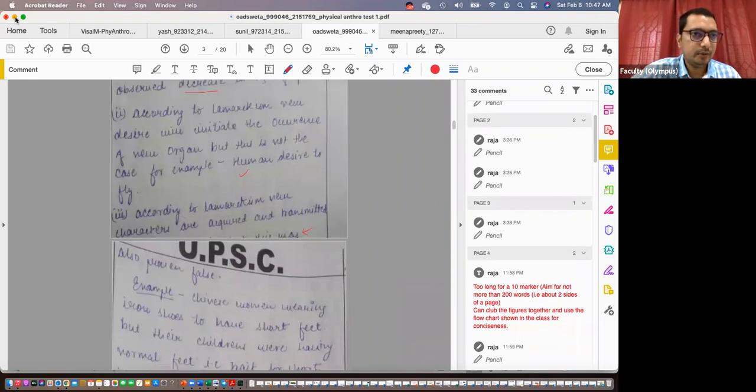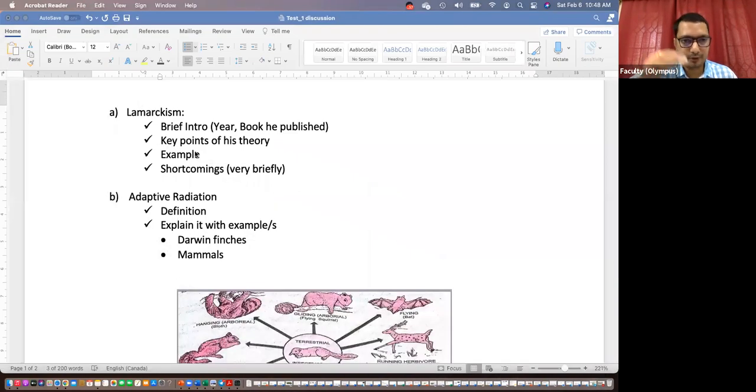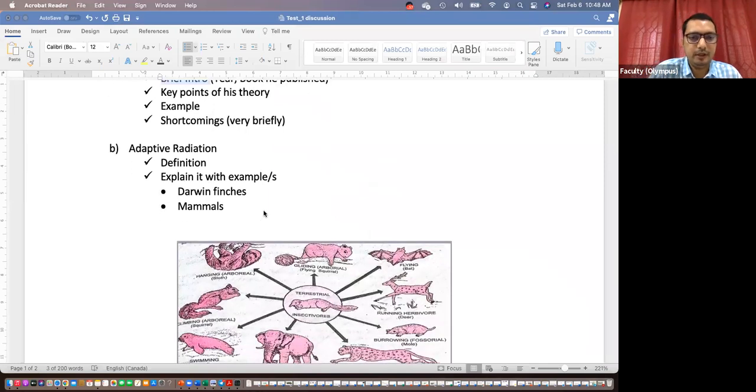Okay, right. That is about the first question. So we'll follow the same approach, same trend. I'll give you the structure here. Second question, the B is adaptive radiation. So adaptive radiation, basically give definition. What does it mean by adaptive radiation?